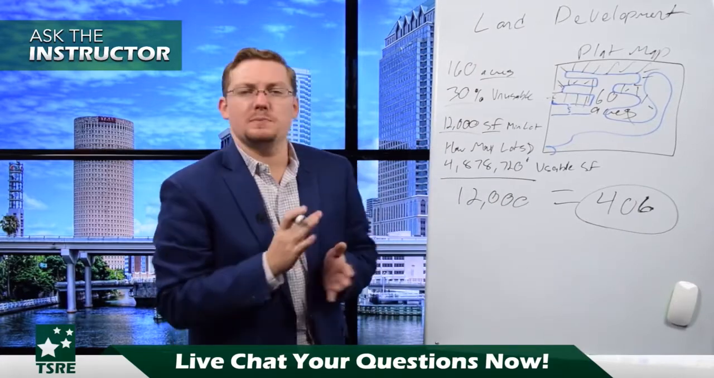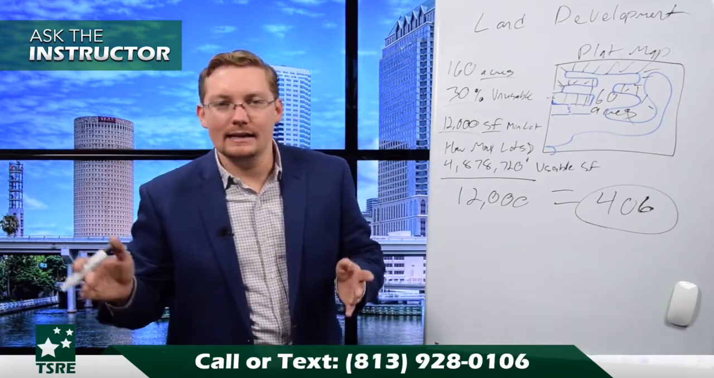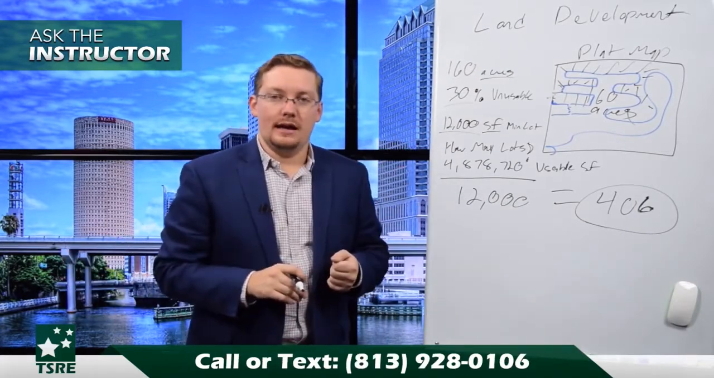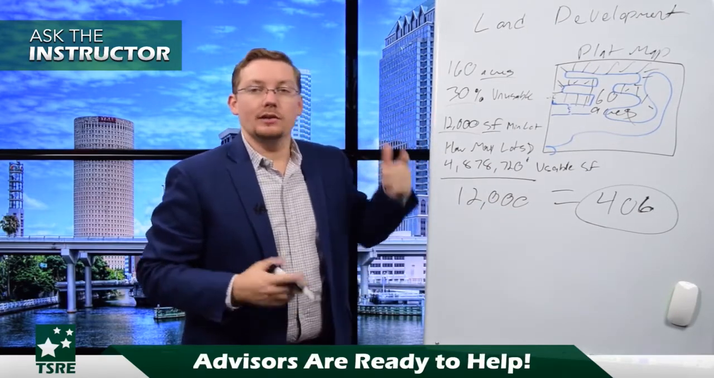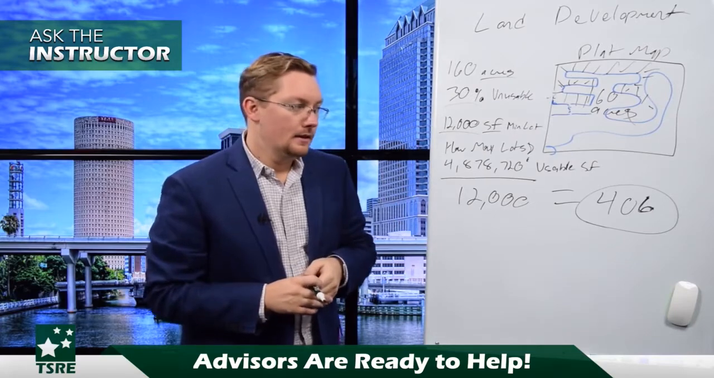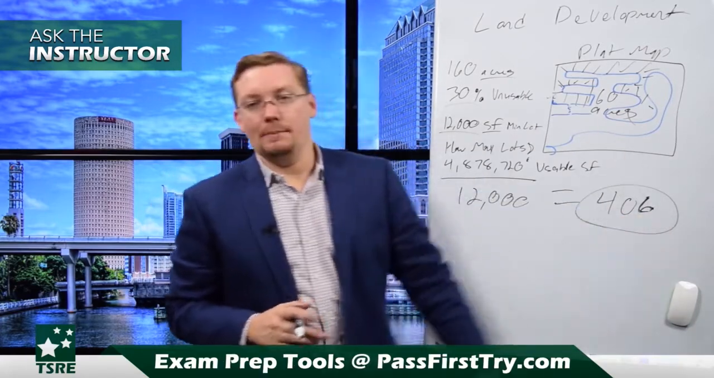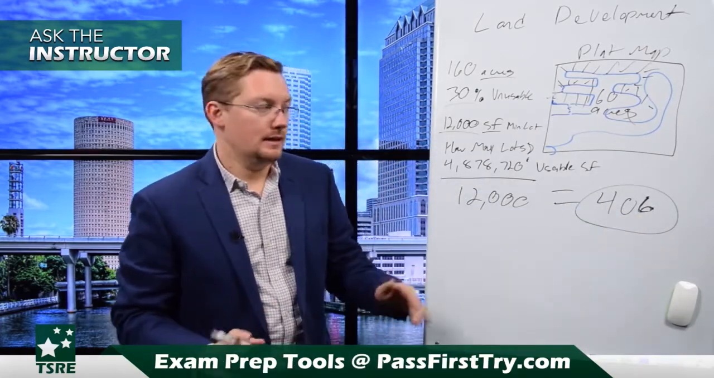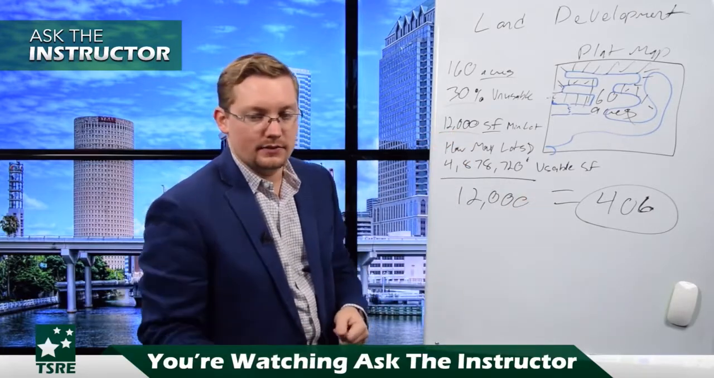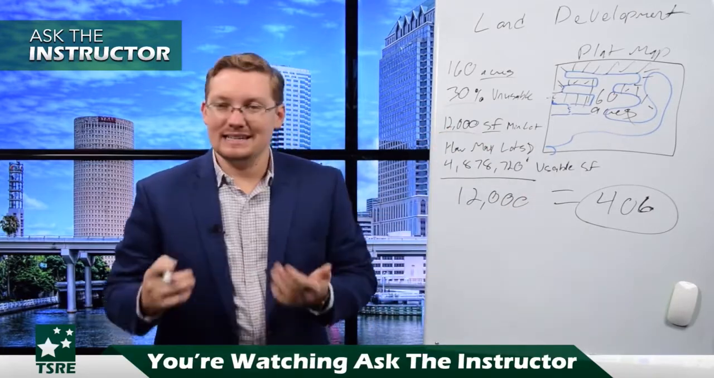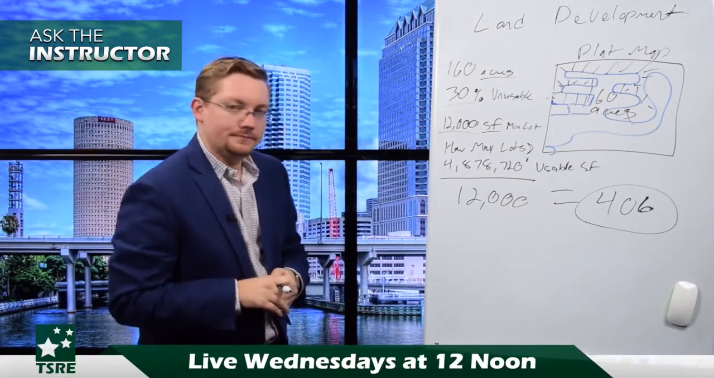Even if it was 406.9999999, you'd still be short of the 12,000. Once you hit 407, that's when you have enough for another 12,000 square foot lot. But any decimal here, you just drop off the decimals completely at this point because you can't have any fraction of a lot. So 406 would be our answer for this one. We'd be able to put 406 lots in this community here.